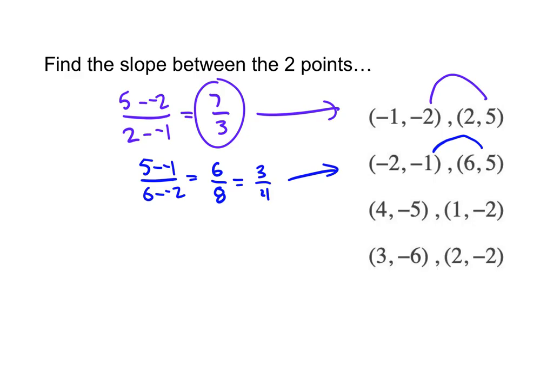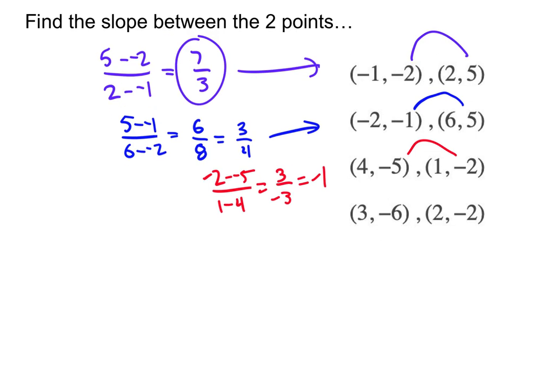For this one, I'm going to go negative 2 minus a negative 5 and 1 minus 4. So that's going to be 3 over negative 3, which is negative 1. So negative 2 minus a negative 6 over 2 minus 3. So that's going to be 4 over negative 1. So that's just going to be negative 4.